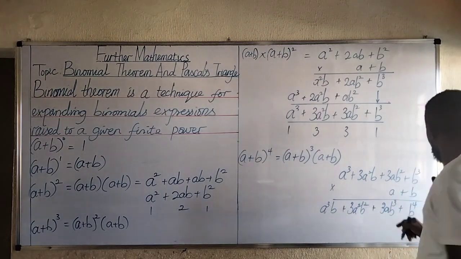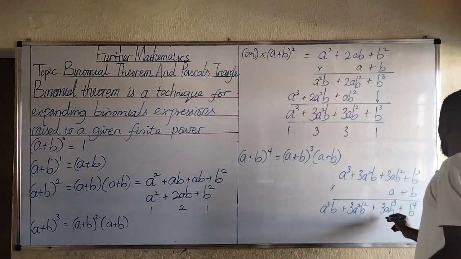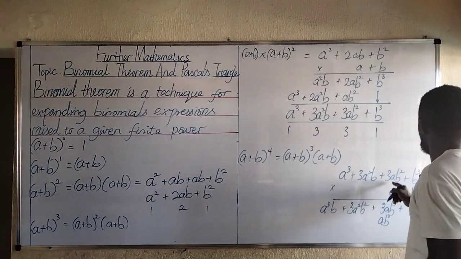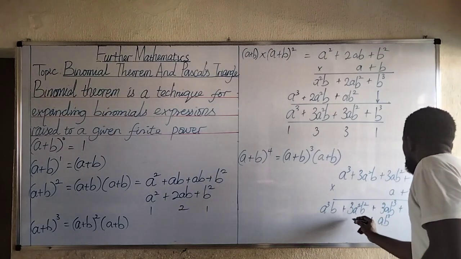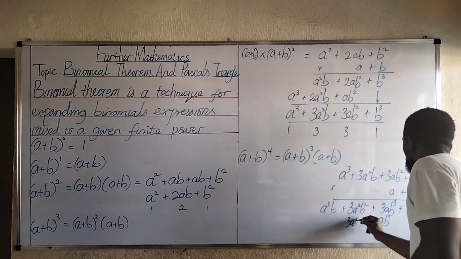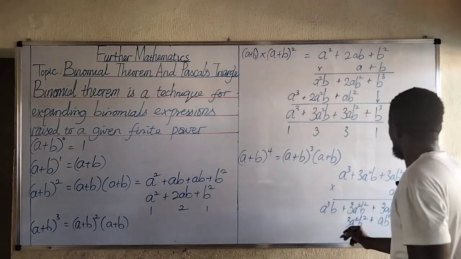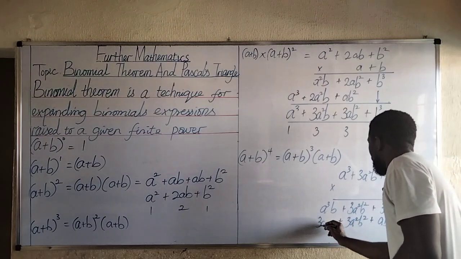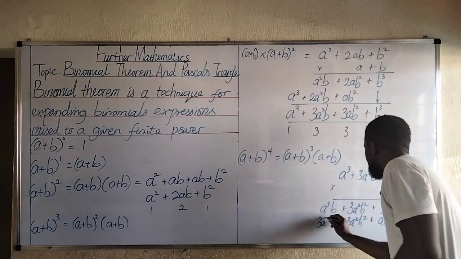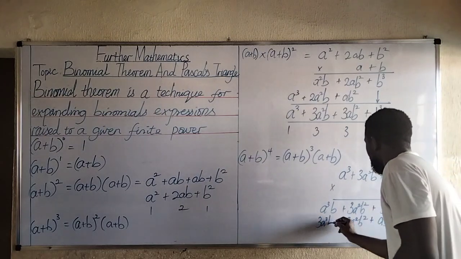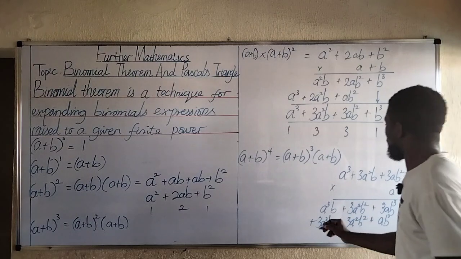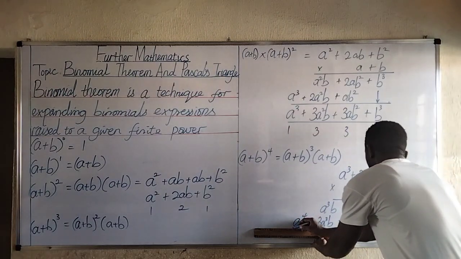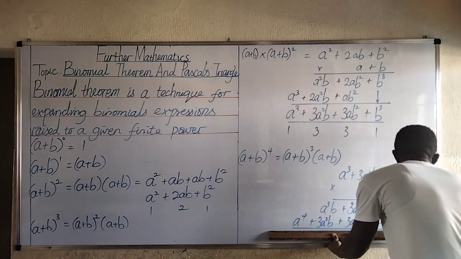Then a multiplies. So a times this will give me ab cubed. Okay, a times this will give me 3a squared b squared. A times this will give me plus 3a cubed, that is a raised to the power 3, and b. Then a times a raised to the power 3 gives a raised to the power 4. If we add up all these values, let's see what we get.